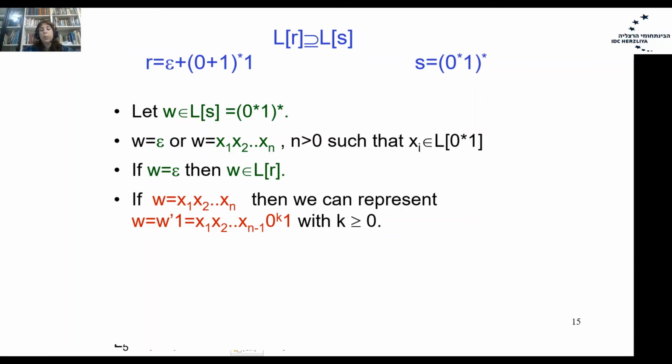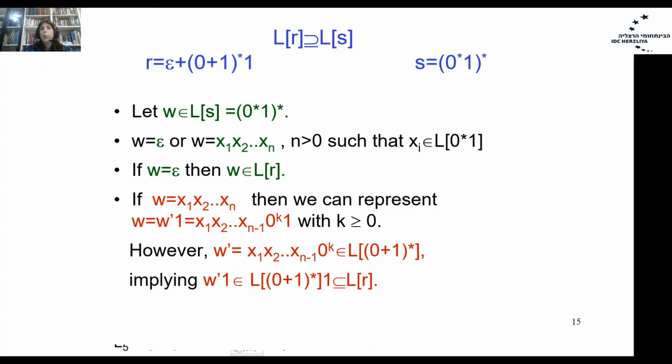If the word W can be rewritten in this way, it means that W' belongs to (0 or 1) star, because I don't know what x1, x2, ..., xn minus 1 are, but I know that they are words over the alphabet 0, 1. So I can definitely claim that W' is a word that belongs to (0 or 1) star. So I can look at W' concatenated with 1, and claim that W'1 belongs to the language (0 or 1) star concatenation with 1, which is L(R). So I took the word W that belonged to regular expression S, and I proved that all the possibilities of W also belong to R.